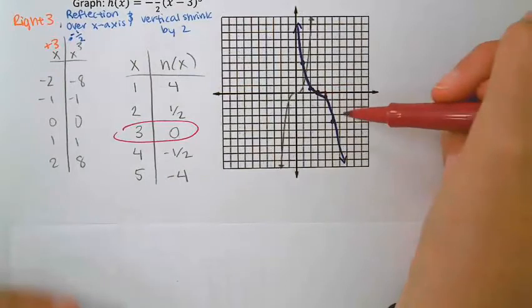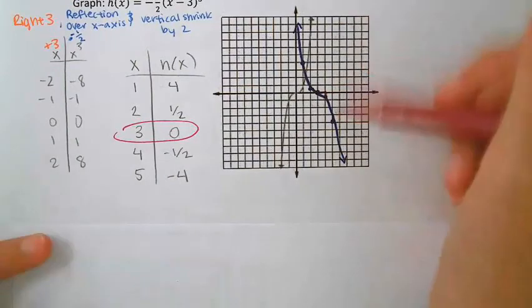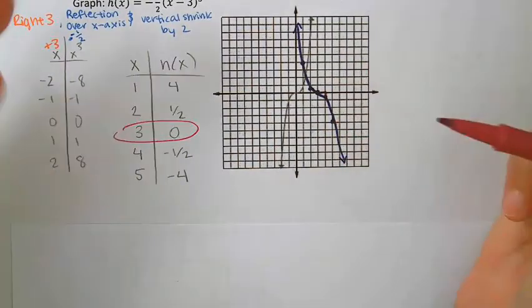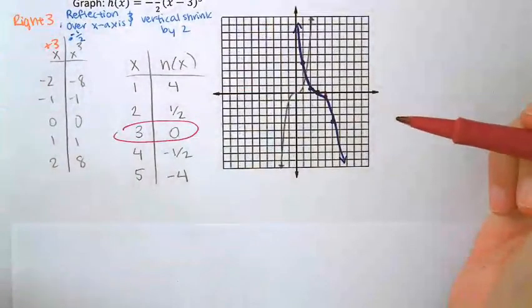And you can also see the shrink, because usually this point is 8 away, but then it shrank by 1/2, so it's now 4 away. And that's from your center point there.